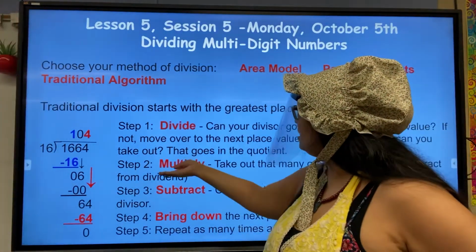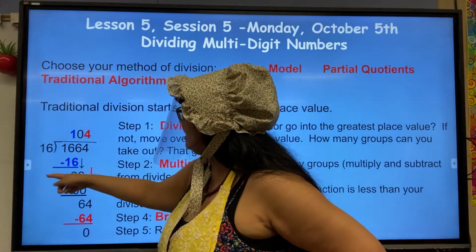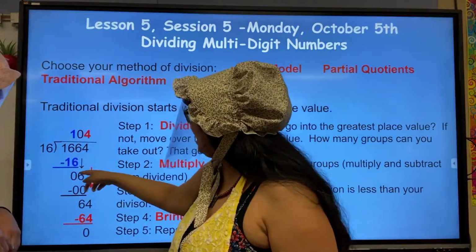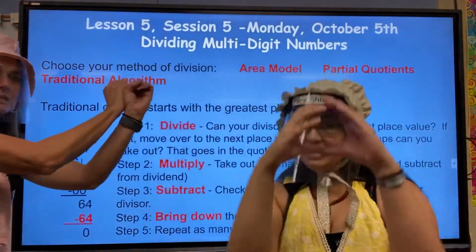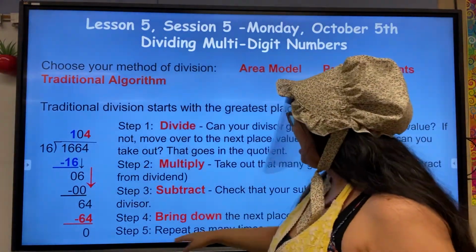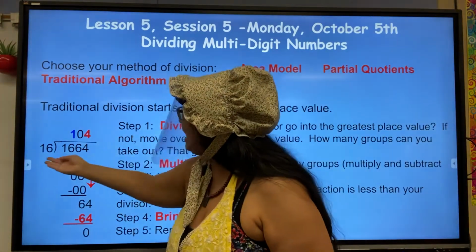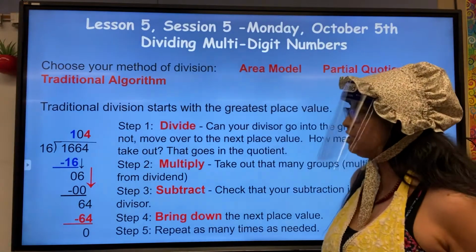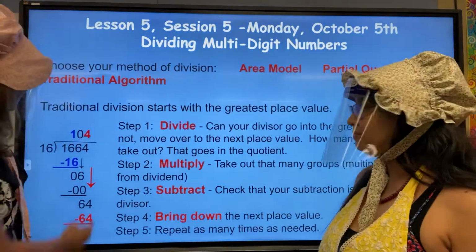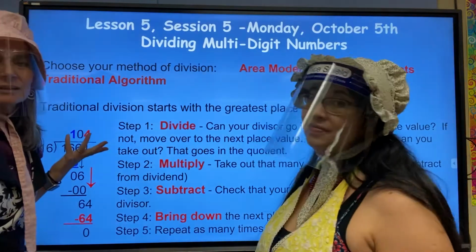Our step 2 is multiply, meaning I just say, well, 16 times that 1 is 16. So that's what we wrote underneath. And then we subtract. 16 minus 16 is 0. That was our step 3, subtract. And then step 4 is bring down. So I'm going to take this 6 and bring it down. I'm going to say, how many 16s are there in 6? I don't think I can get any 16s out of 6. So I had to put that 0 up in my quotient. Because I was working with that digit, and it wasn't going to work.